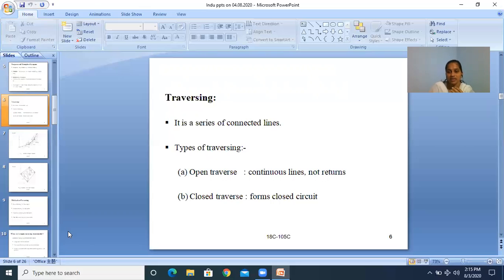That means the starting point of the line and the ending point of the other line cannot be joined in open traversing. Closed traversing is opposite to open traversing. It forms a closed circuit. That means the starting point of the line and the ending point of the other line coincide with each other. So that is the closed traversing.